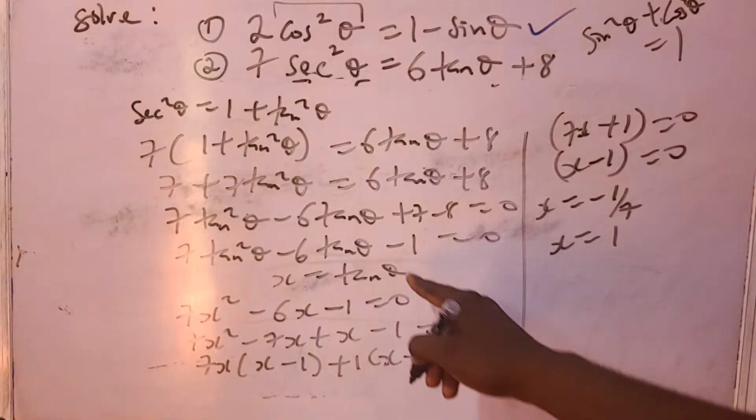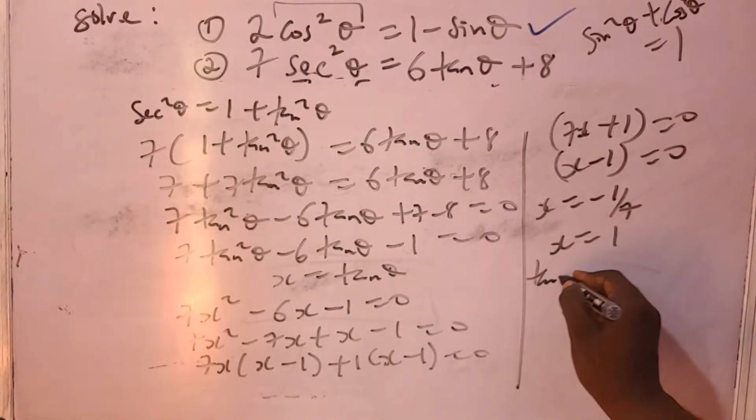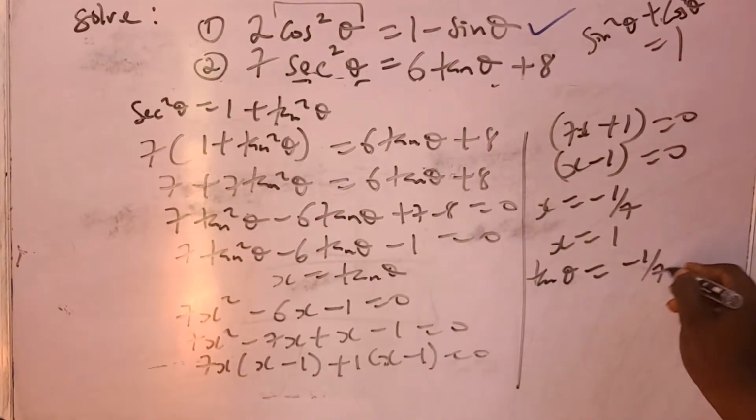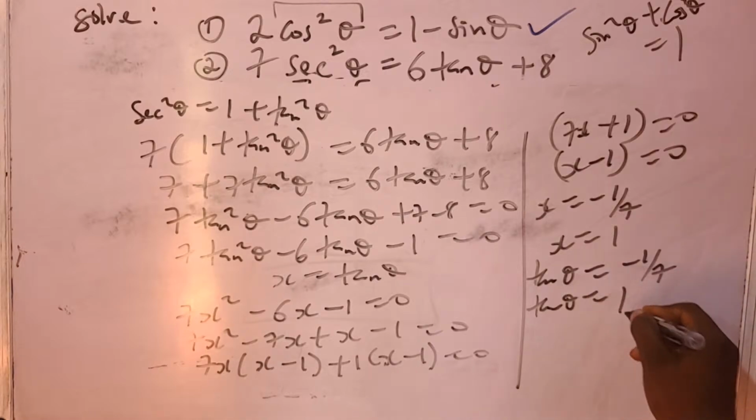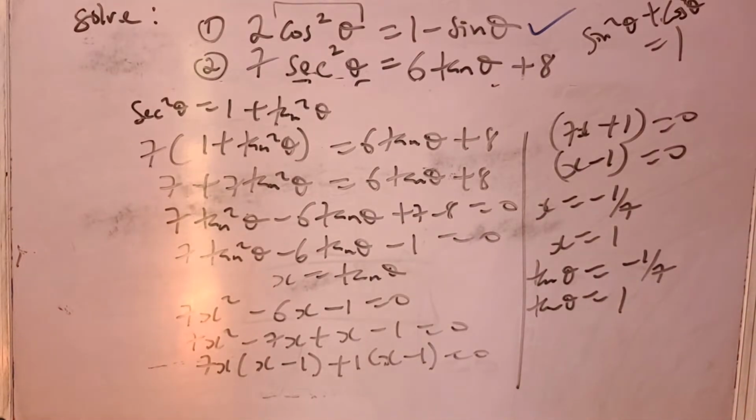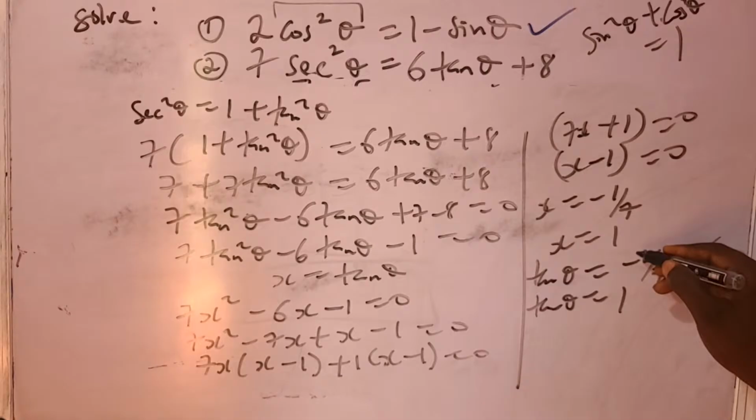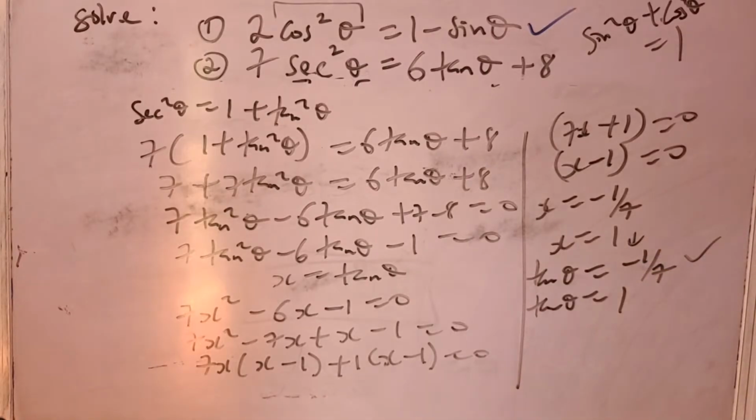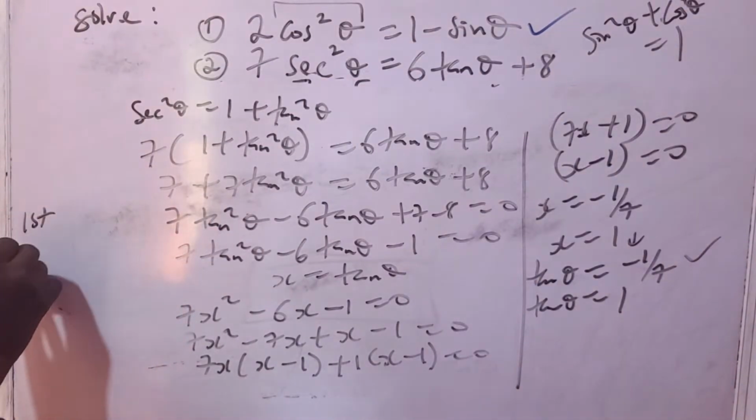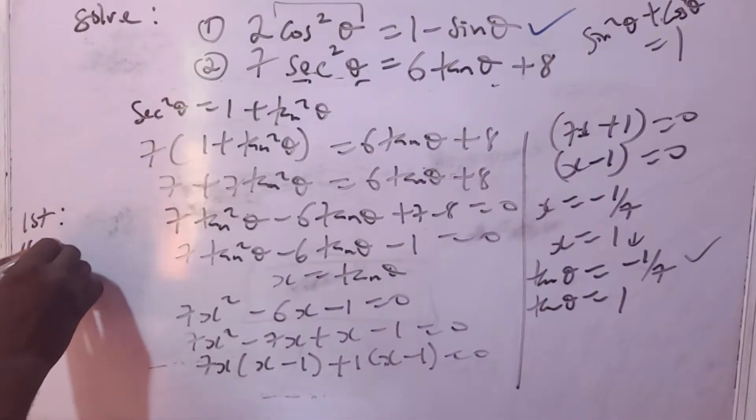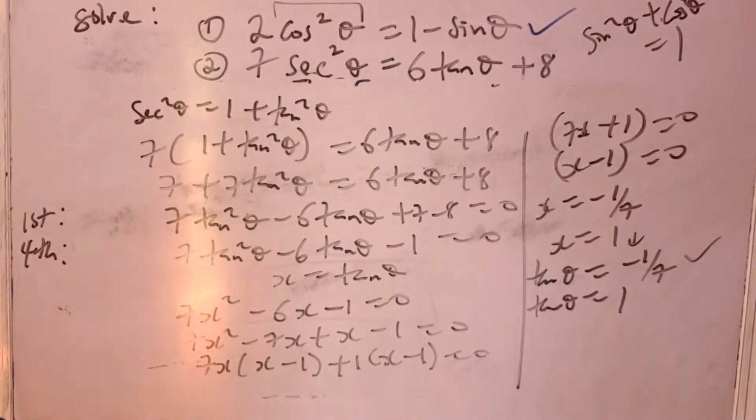Now we have to relate this back to our tan theta being x. So our tan theta will be equal to minus 1 over 7, and we have to go on to solve that, and our tan theta will be equal to 1. What you want to do here is ask yourself the same question: where is tan negative? Because for this first one, we have a negative sign. Of course, tan is negative in the first quadrant and also in the fourth quadrant. This is the two sides that make tan negative.